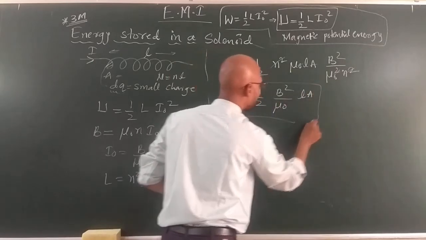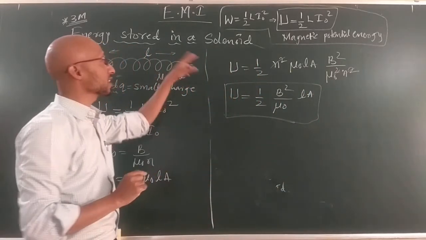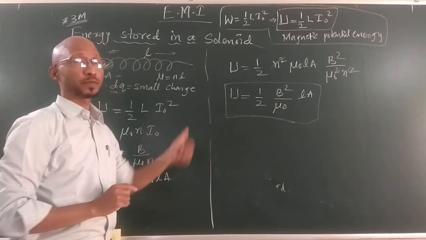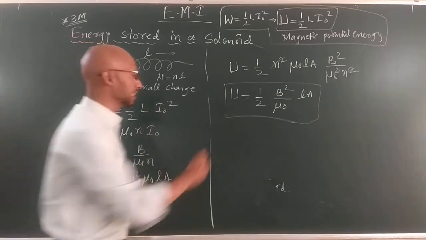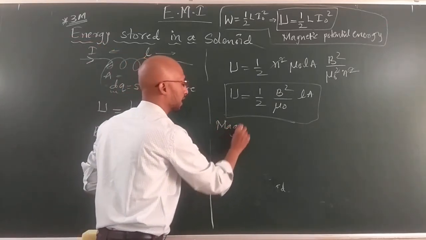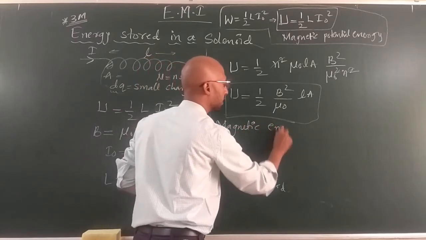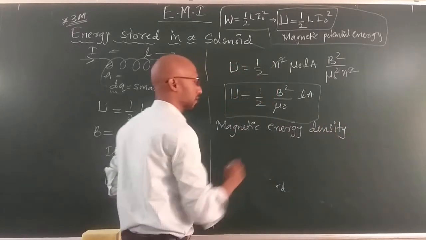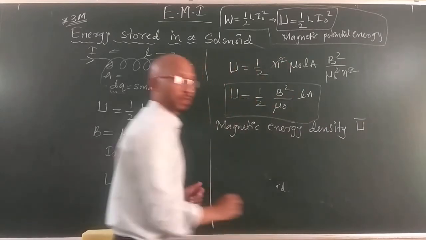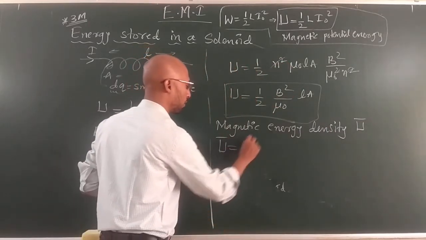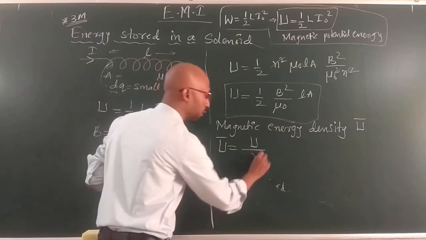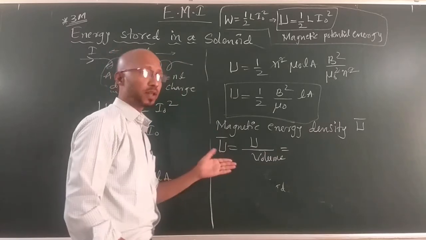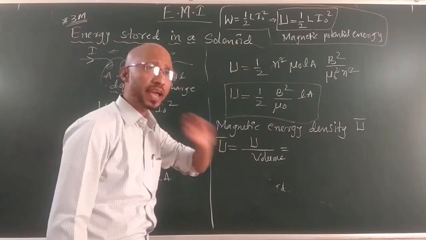Now this is the energy stored in a solenoid, how much energy is stored in a solenoid. Now the next concept we will go to is the magnetic energy density in a solenoid. Usually that is represented by U bar. How do we write the magnetic energy density? U bar is energy stored per unit volume. Now how do we write volume? Length into area of a solenoid.